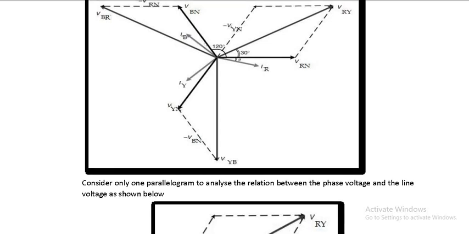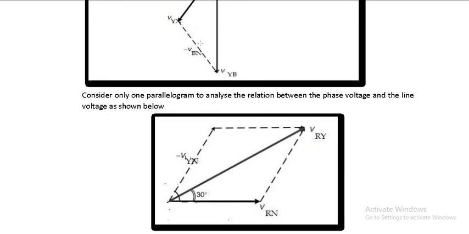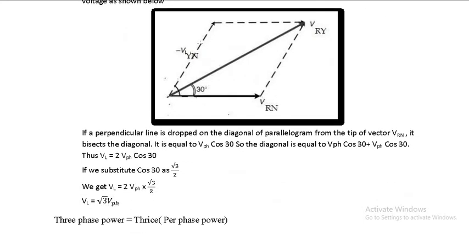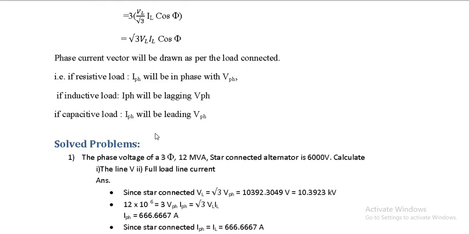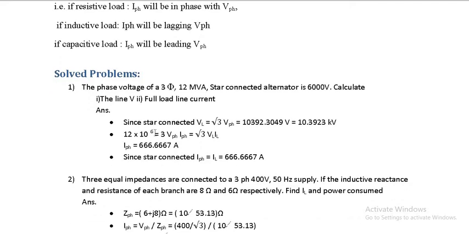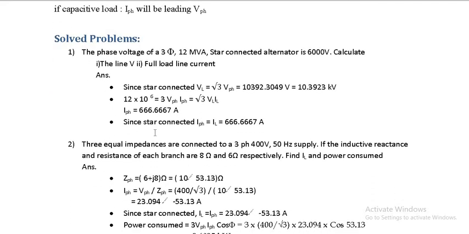Okay, so that was about the load current. If it is a resistive load, IPH will be in phase with VPH. If it is an inductive load, IPH will be lagging VPH, and if it is a capacitive load, IPH will be leading VPH. Okay, let us deal with a few solved problems so that the ideas will be better clear in your mind.